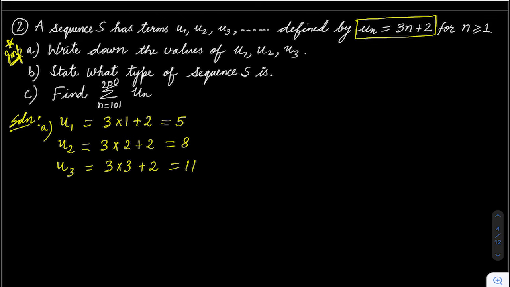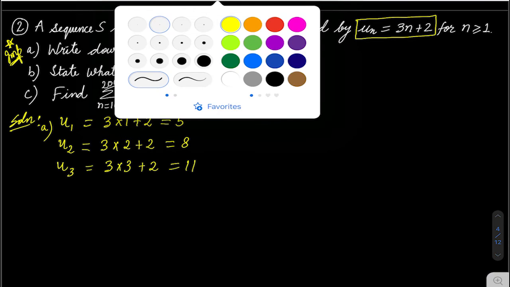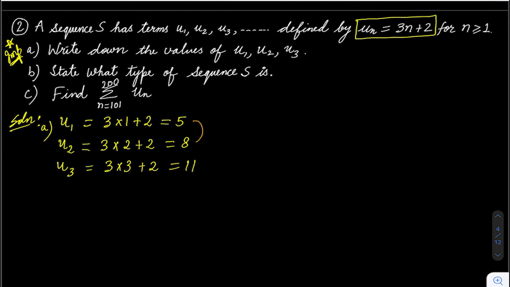State what type of sequence S is. Now, to find what type of sequence, there are lots and lots of ways. So the first way is we can see the terms 5, 8, 11. You can say the difference between these two terms is 3. The difference between these two terms is 3. And if you find the next term, the difference between these two terms again will be 3. So as we can say, the difference between consecutive terms is constant or the same. The sequence S is nothing but an arithmetic progression. That's one way.